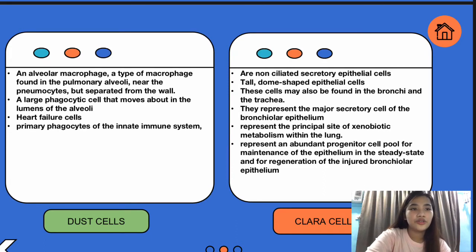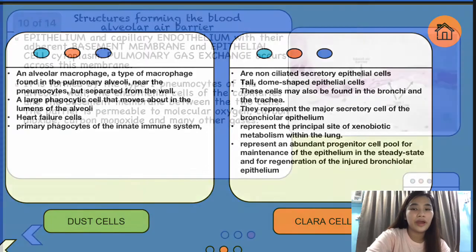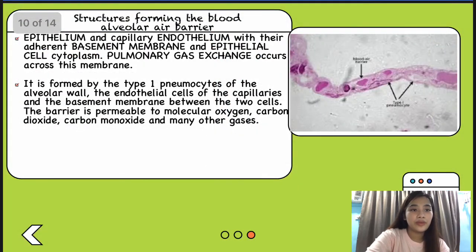The structures forming the blood-alveolar air barrier are the epithelium and capillary endothelium with their adherent basement membrane and epithelial cell cytoplasm. It is formed by the type 1 pneumocytes of the alveolar wall, the endothelial cells of the capillaries, and the basement membrane between the two cells. The barrier is permeable to molecular oxygen, carbon dioxide, carbon monoxide, and many other gases.